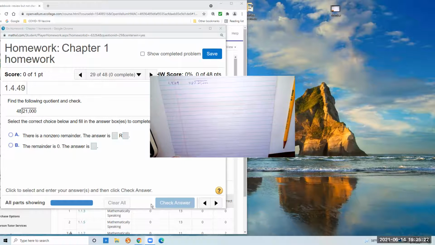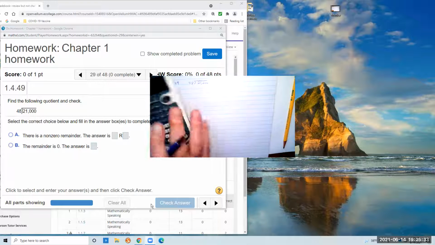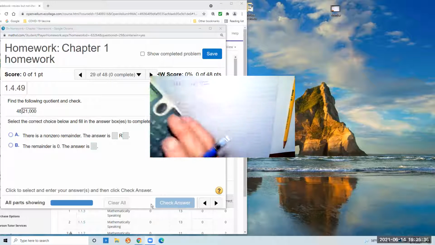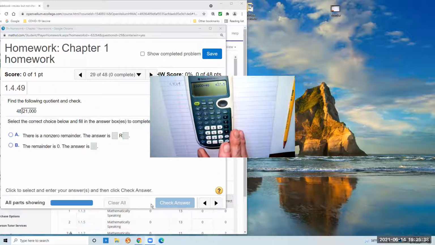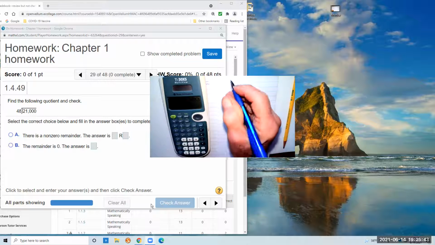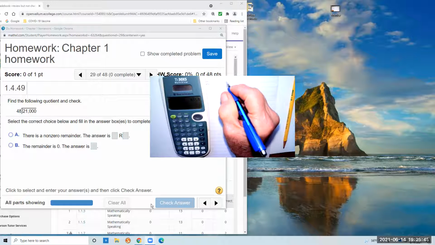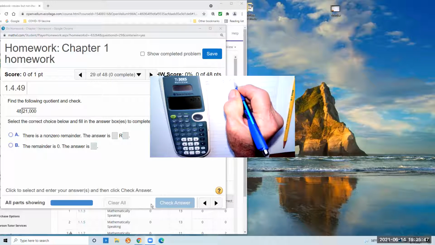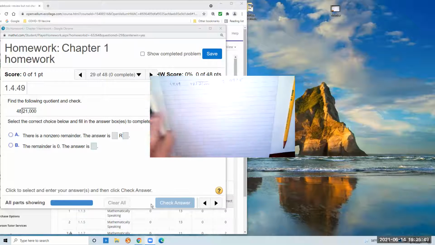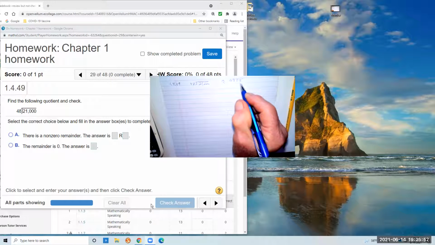This problem is asking for a long division of 48 into 21,000. If you do this on the calculator, take 21,000 and divide it by 48, you're going to get an answer of 437.5. So the approximate answer, and I say approximate, is 437.5. The 5 is not the remainder. This is a calculator approximation.